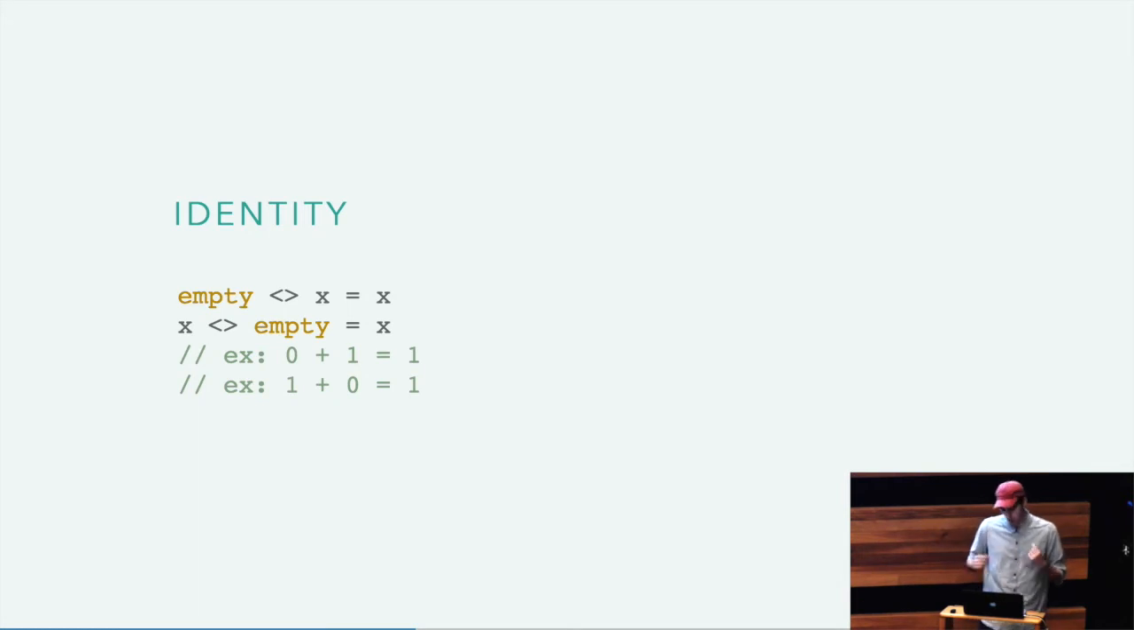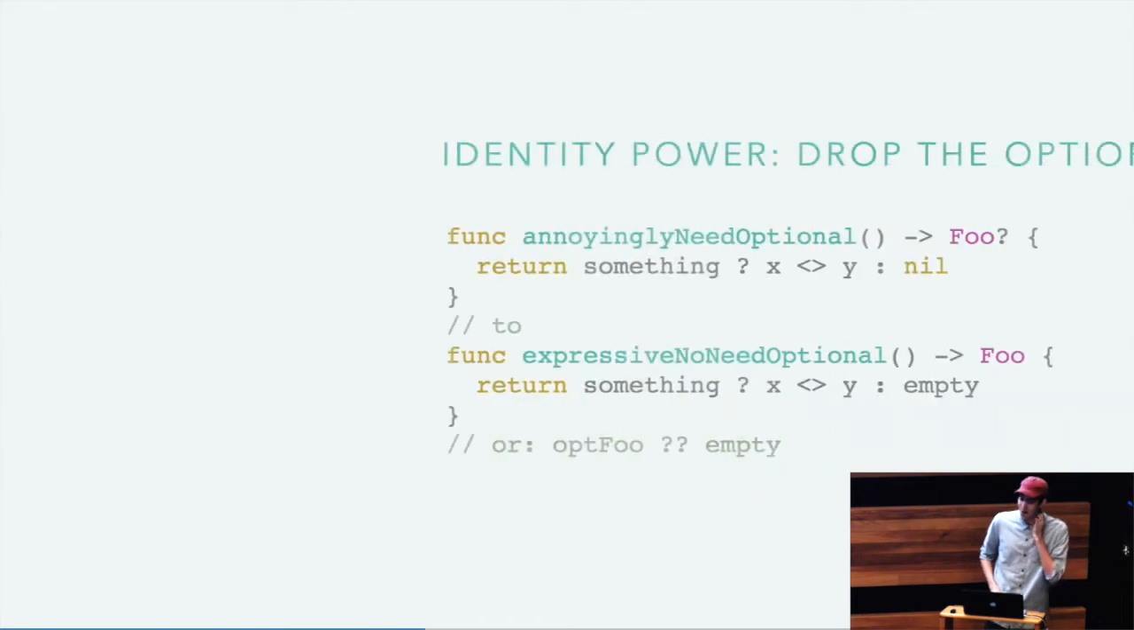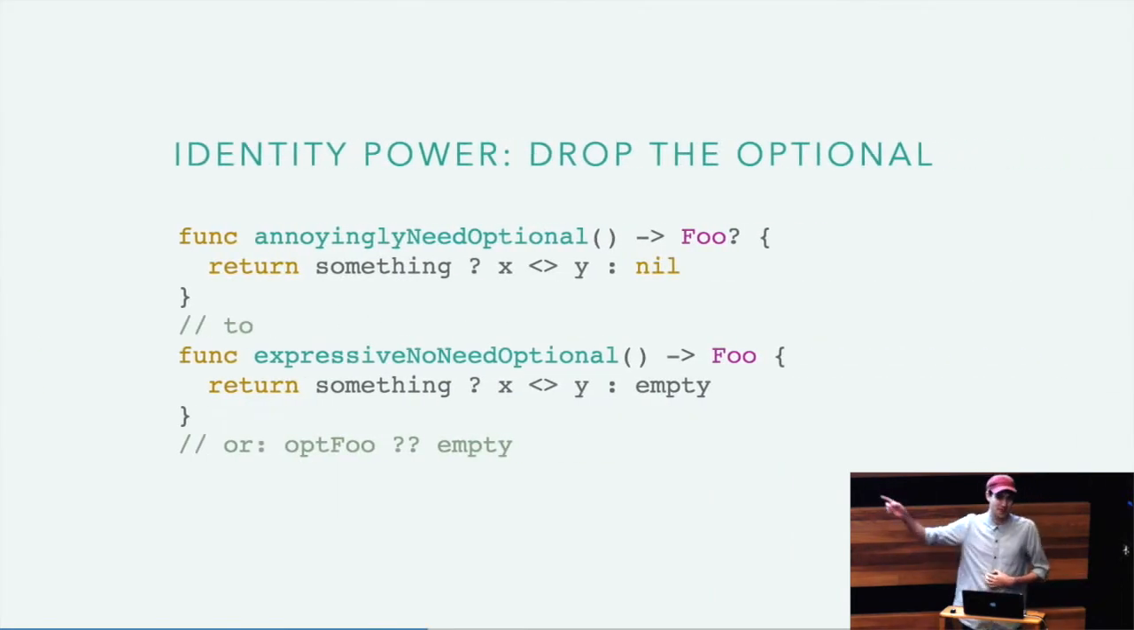And at this point, you should ask again, what's the point of this? What is the expressive power that I gain if my operation has this identity that behaves in this way? And there is something. It's a power I like to call drop the optional. If you have some function or some method that annoyingly needs an optional for some reason, because let's say you're doing something in a condition, and then you need to have some other case, you can choose to promote that nil into an empty, and then you can simplify the type signature. Or if you have something that's already optional, you can coerce it. You can use the nil coalescing operator to fall back to the empty. Again, this is not something that you have to do, but the consumers of your API have the ability to do this now. They have more power to write cleaner code.